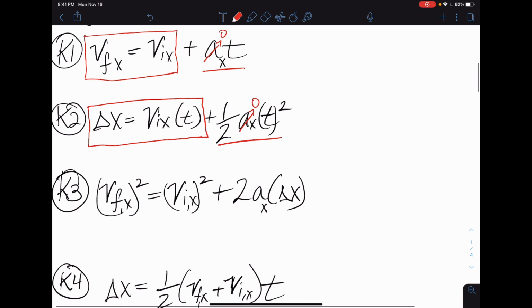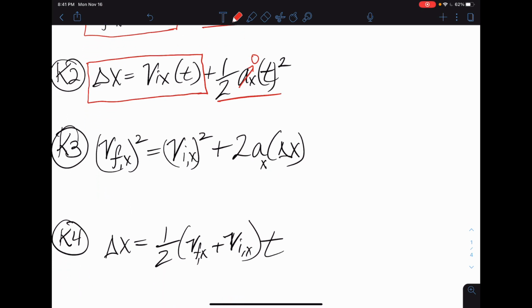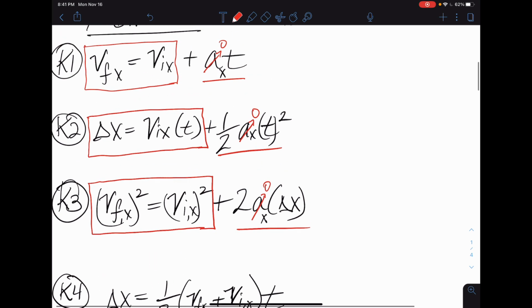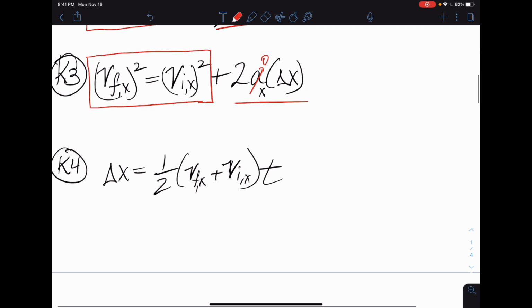All right, let's go to K3. K3, once again, AX is equal to 0, and therefore this entire term right here, 2AX times delta X, is equal to 0. And this just proves that VFX squared is equal to VIX squared. Well, okay, we already knew VFX equals VIX, so of course VFX squared is equal to VIX squared. That really doesn't help us much either. So K3 is really not that useful either. So far it looks like K2 is the only one that's been of any use. Let's look at K4.